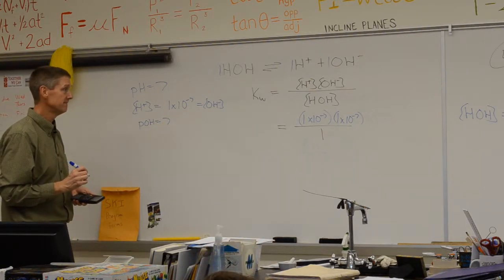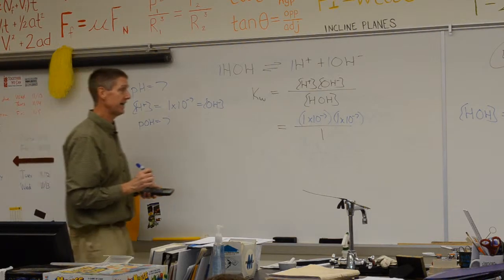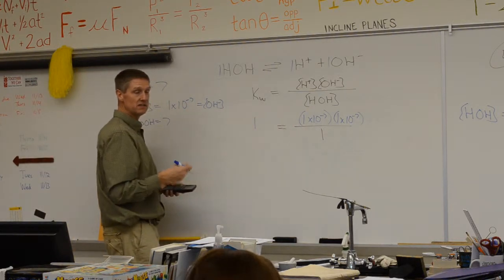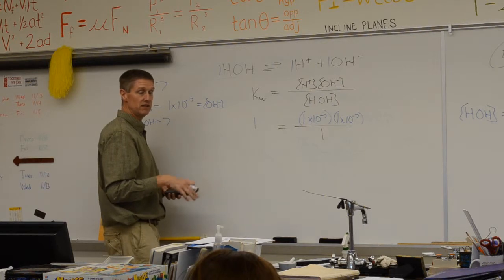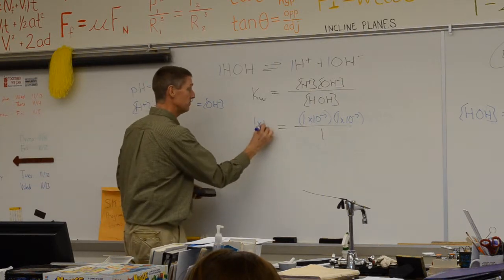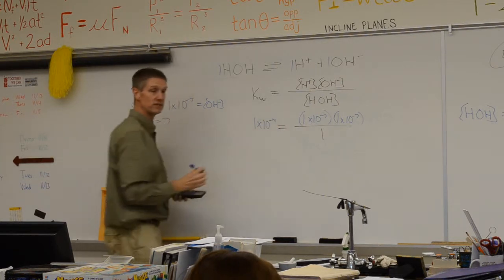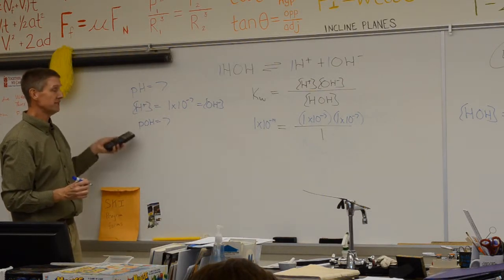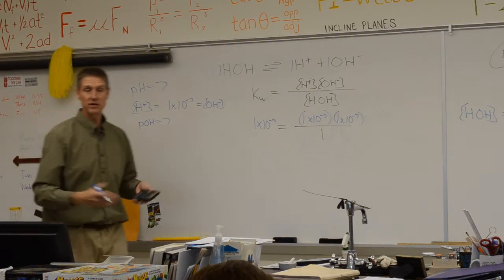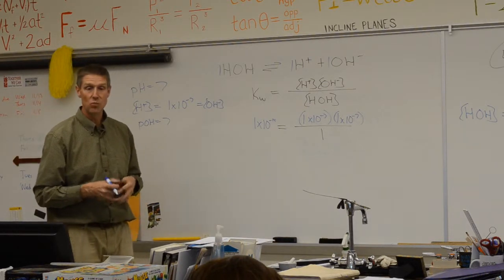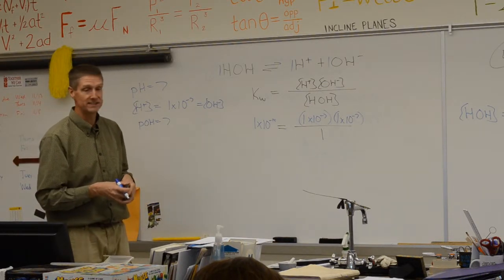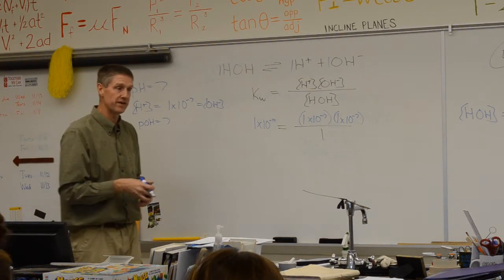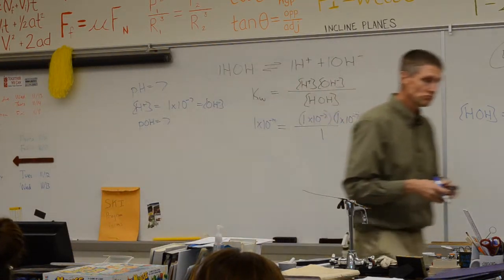Okay? So what's our value for Kw? 1 times 10 to the negative 7th times 1 times 10 to the negative 7th divided by 1 is 1 times 10 to the negative 14th. 7 plus 7 is 14. You can see where the number 14 comes from. Why do we have the number 14? Why is it our scale goes from 0 to 14? It's because that's the way water naturally occurs. Okay?